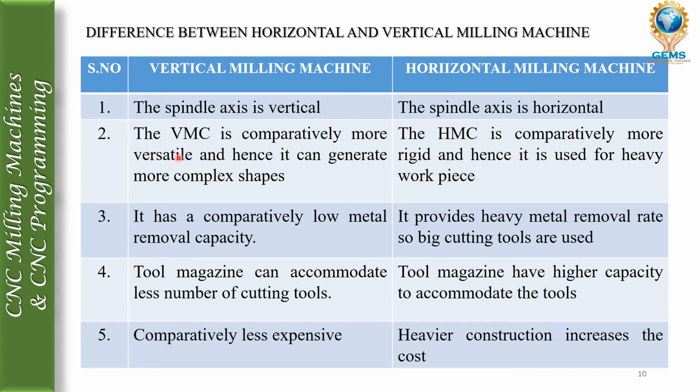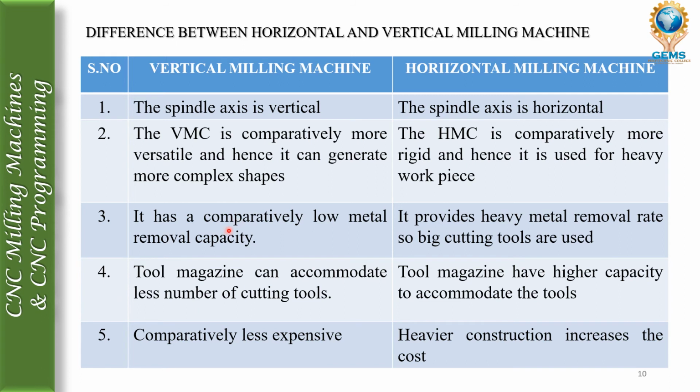With the VMC we can go for many complex shapes, any small shape or any normal shape, since it is versatile and can generate more complex shapes. But the HMC, as you can see in the last slide, is very big in size when compared to the VMC, and it is very rigid also, so the HMC is used more for heavy workpieces.